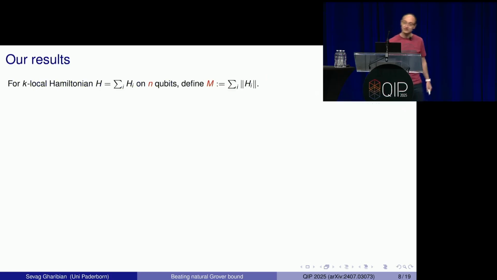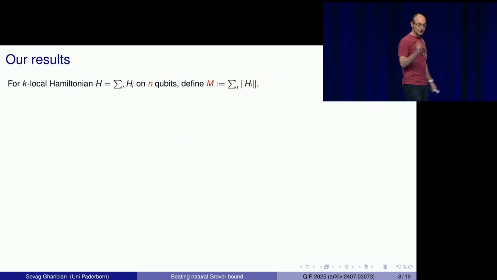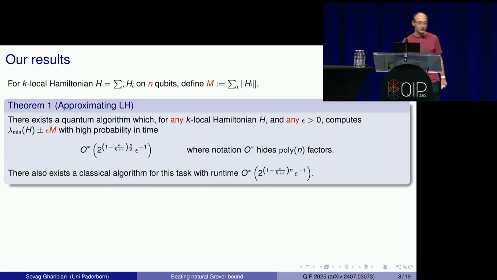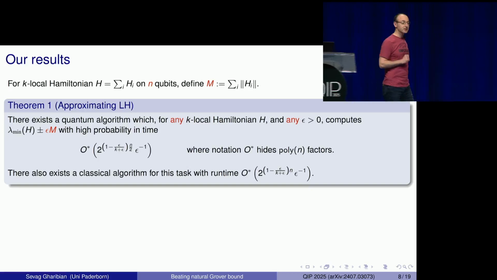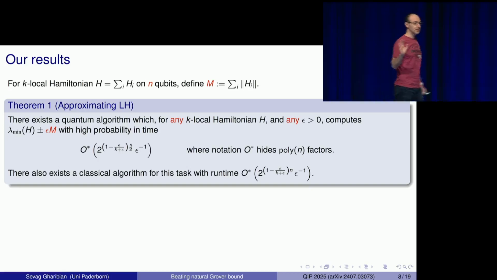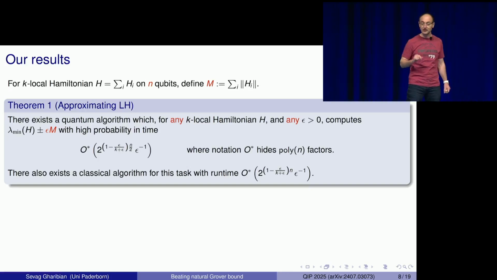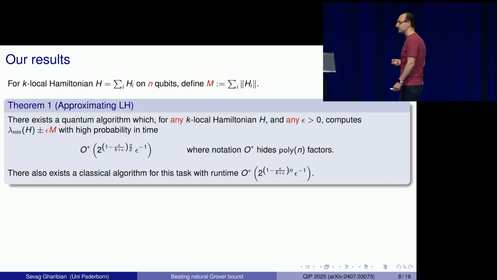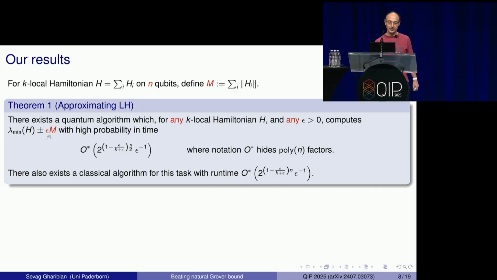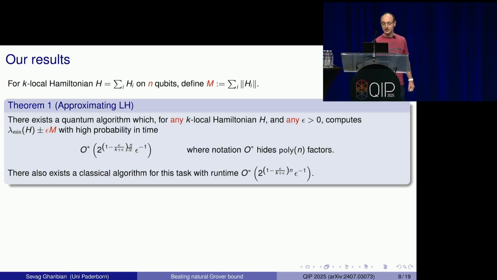Okay, so now I can state our results. So let me be clear. k-local Hamiltonian, n is the number of qubits. M here is the total sum over all interaction weights. And the first result we have is that there exists a quantum algorithm which for any k-local Hamiltonian, again, let me be clear, I make no assumptions, for any precision parameter epsilon, outputs an estimate to the ground state energy to within plus or minus epsilon m over here. And this is the runtime. And the main thing you should focus on here is that this constant here is smaller than 1. So think of epsilon and k as constants.